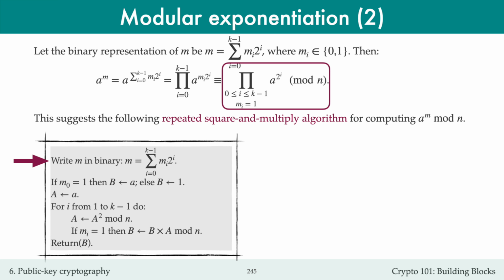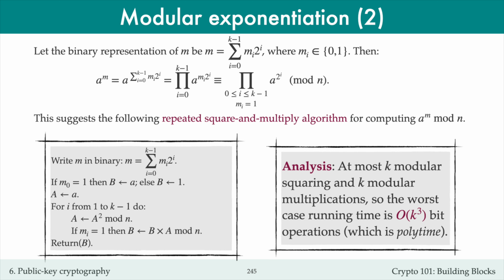We begin by writing m in binary. We initialize an accumulator b to be a if the least significant bit of m is 1, otherwise b is initialized to 1. We initialize a to the base a. Then, for i from 1 to k minus 1, we square a modulo n to get the new a, and then multiply a into the accumulator modulo n, provided that m_i equals 1. Finally, we return b as the value of a to the power m modulo n.